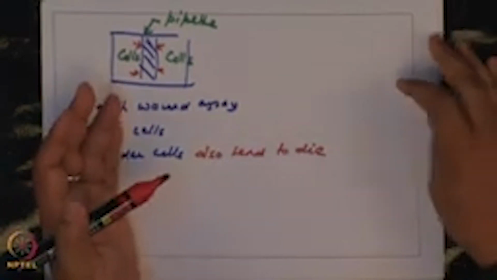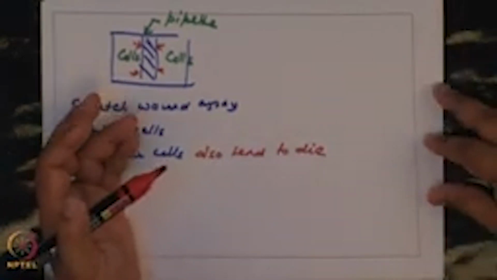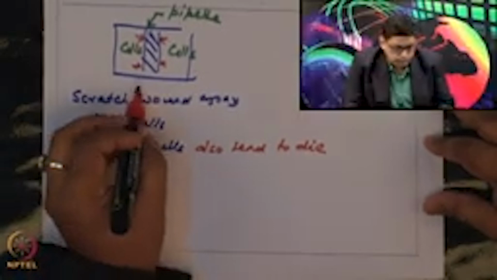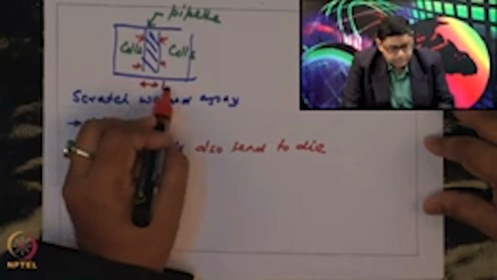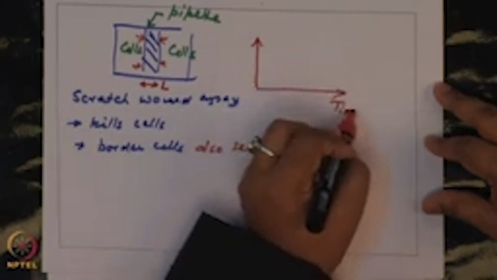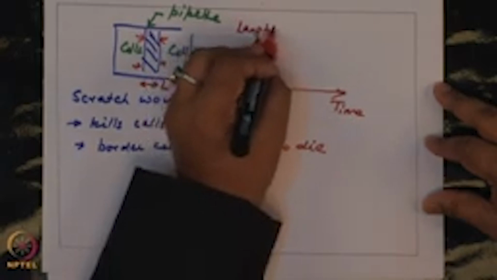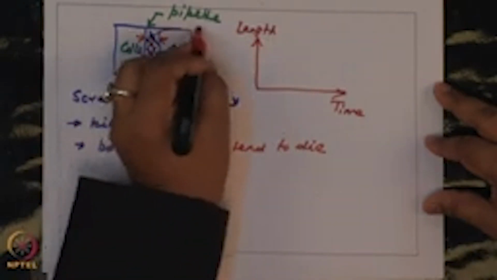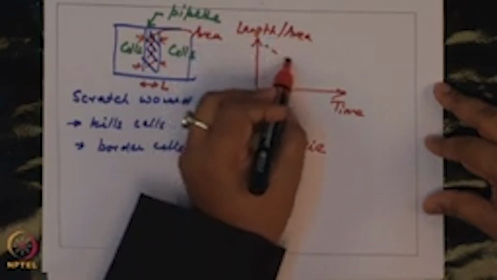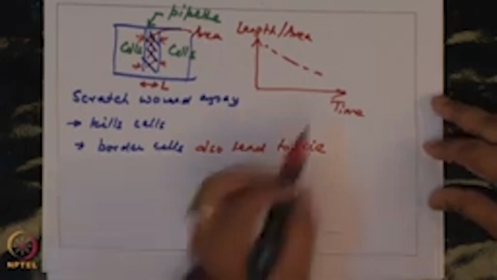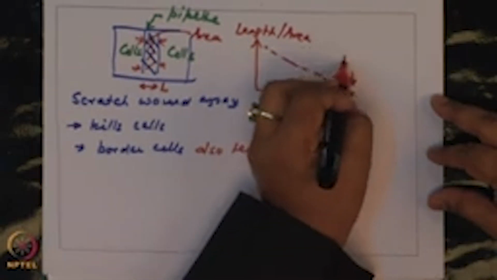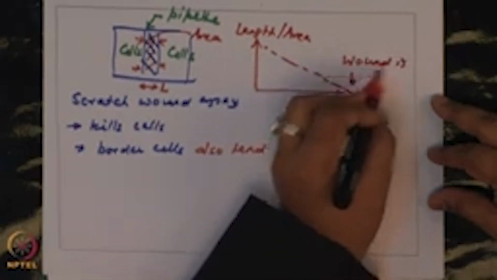So, though this assay is used a lot, there are still some issues with it. How do you track wound healing? What people typically do is track this length as a function of time. This is my time axis, this is my length, or you can look at the entire area. Ideally you should have a decrease with time, and eventually when you reach 0, that means your wound is healed.